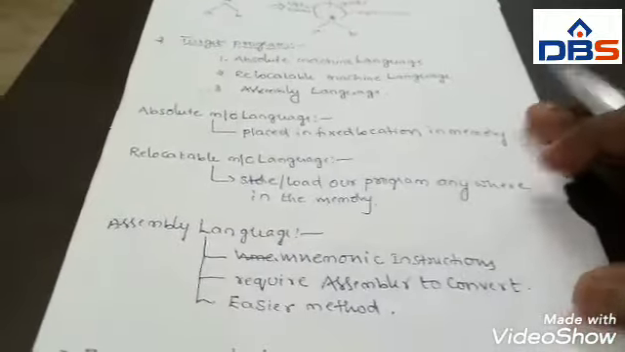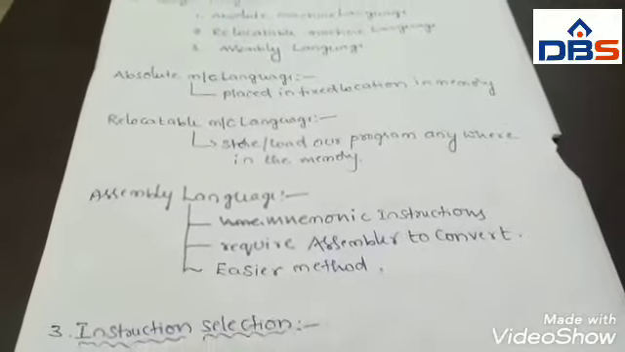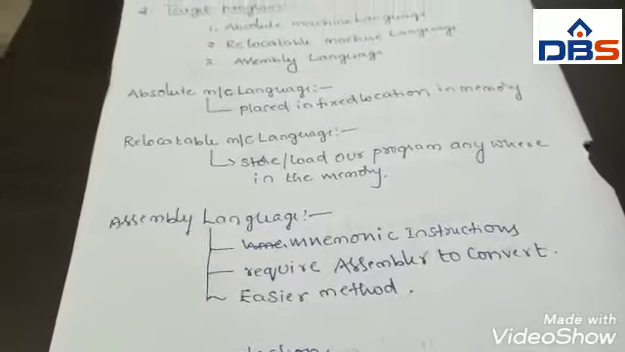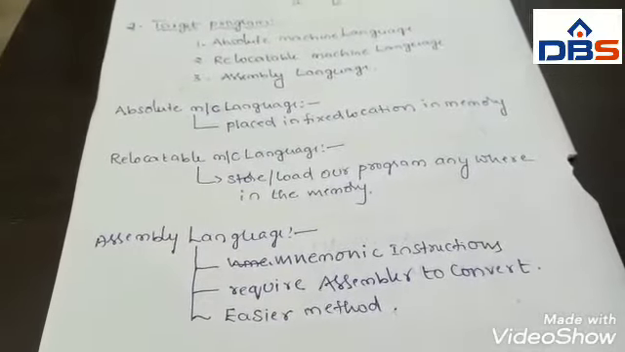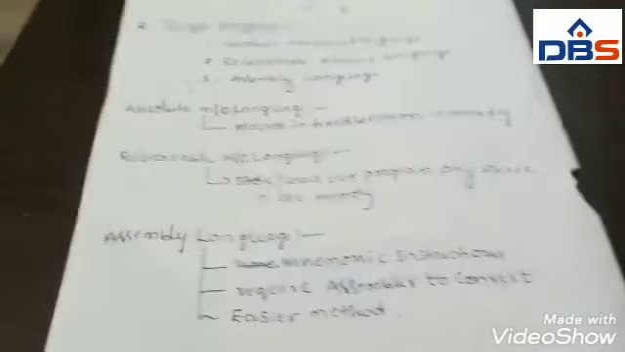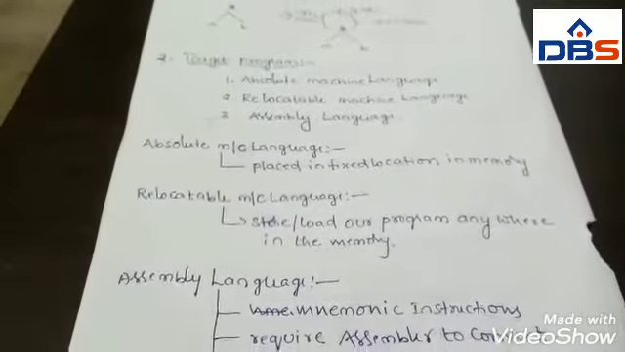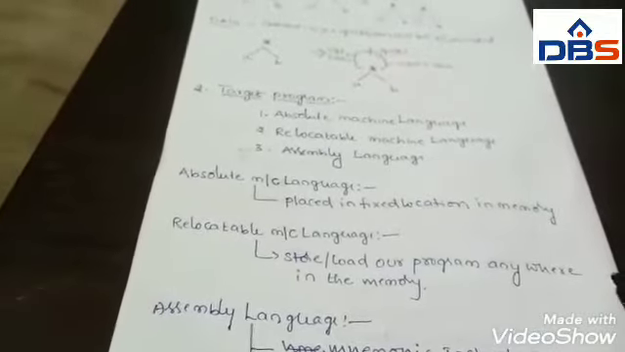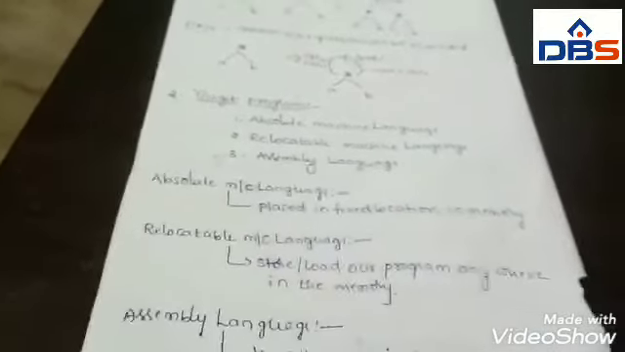Whereas the next one is assembly language. It means it produces mnemonic instructions like move a comma R0, add b comma R0. This type of mnemonic instructions are constructed. We can call it an assembly level language code.